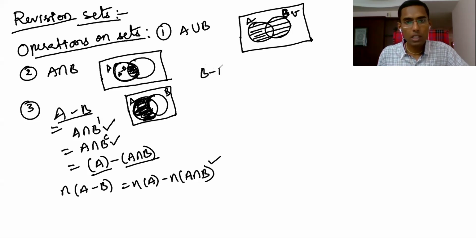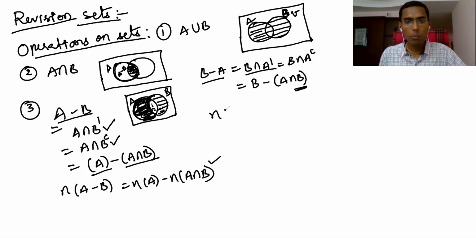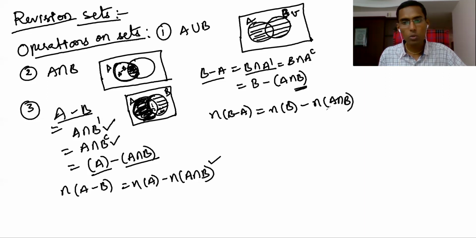Similarly, B minus A, or B and not A, I also told. What is B and not A? This part. We can write this as from B, if you subtract the intersection part, A intersection B, what you get is B minus A. B minus A is nothing but B intersection and not A. You can also write B minus A intersection B. These are all the same. So the number of elements in B minus A is nothing but number of elements in B minus number of elements in A intersection B. This also we discussed yesterday.